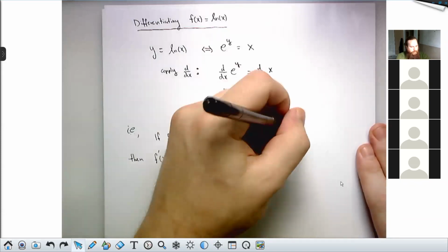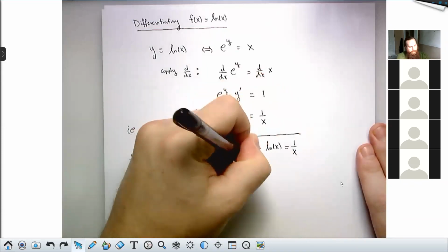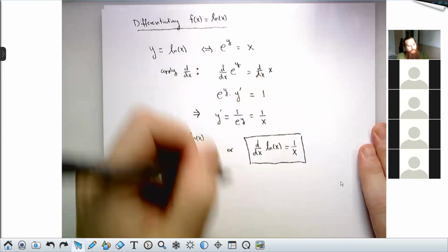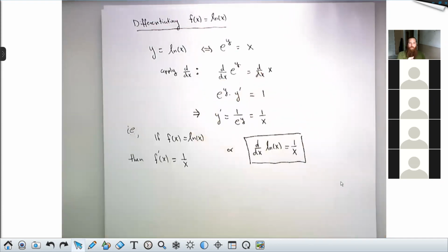So this is something that you need to remember. You don't want to have to cook it up using this implicit differentiation trick every time you need to differentiate the natural log. It's not a hard thing to remember. So then the question becomes, how do I differentiate other base logarithms? I'm going to stop here for a minute and make sure everybody's comfy. Are there any questions about this?